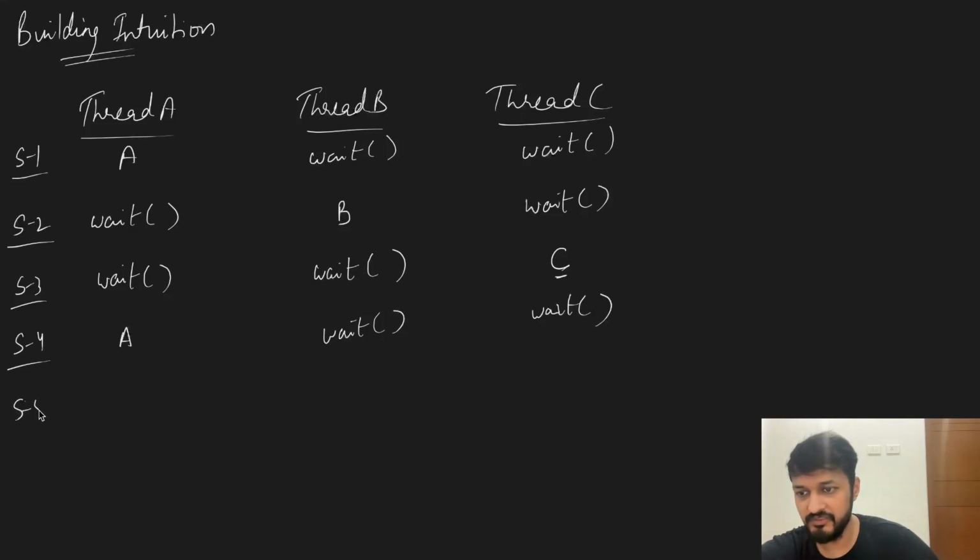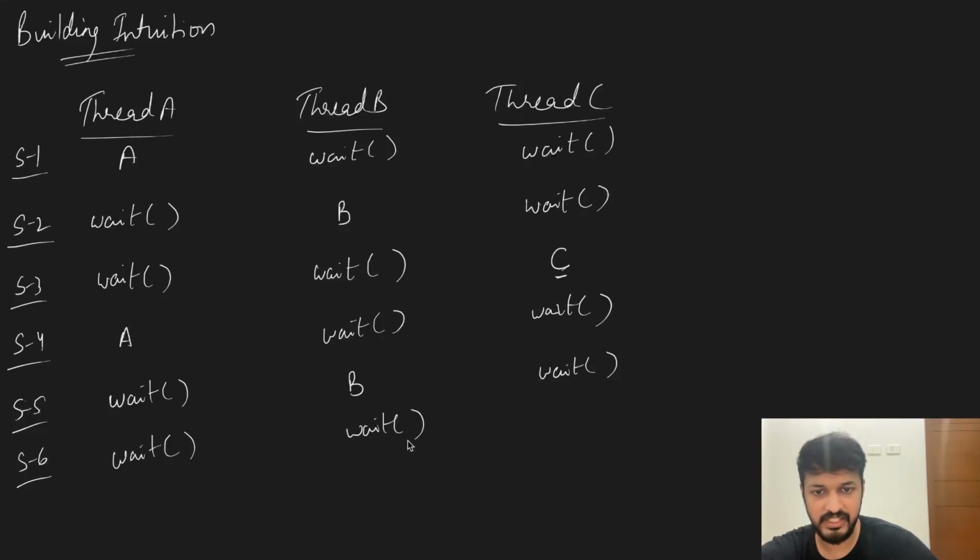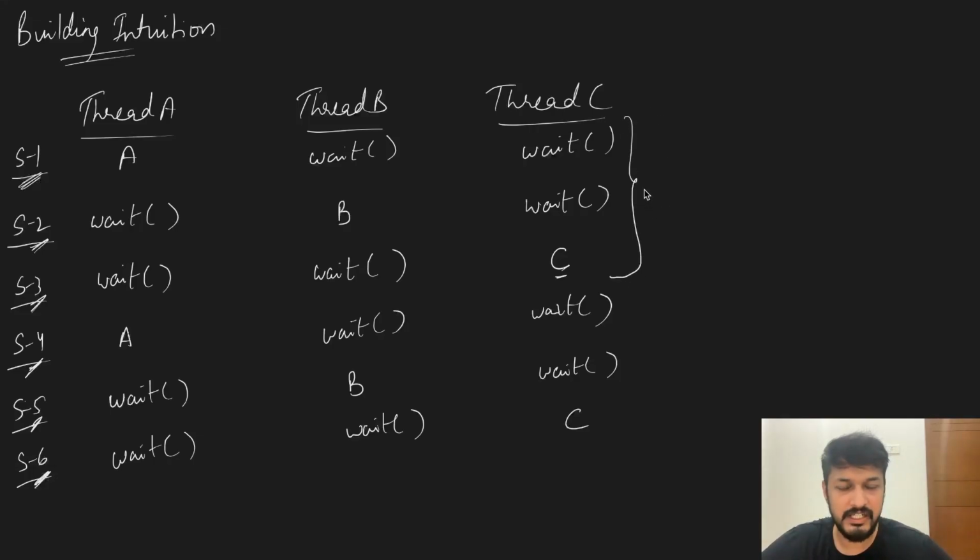What should be step 5? In step 5, thread A should again go into wait state, thread B should go ahead and print B, and thread C should remain in wait state, right? What should be step 6? Step 6 should again be thread A in wait state, thread B in wait state, and thread C should go ahead and print C, right? So we can see step 1 is similar to step 4, step 2 is similar to step 5, and step 3 is similar to step 6. So once you perform these 3 steps, you have to repeat these 3 steps n times, whatever the value of n is.